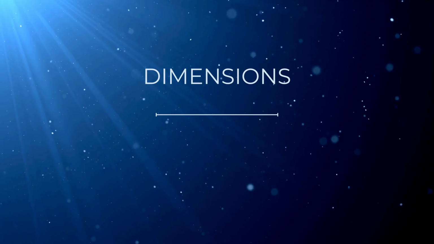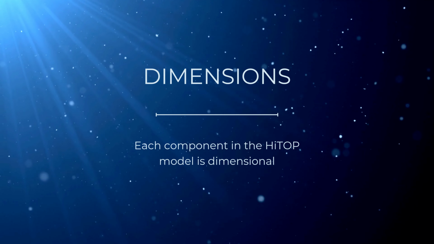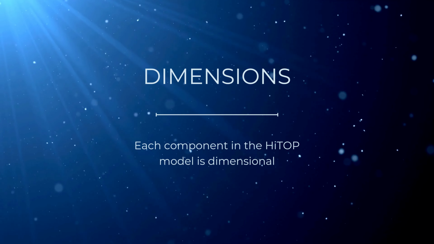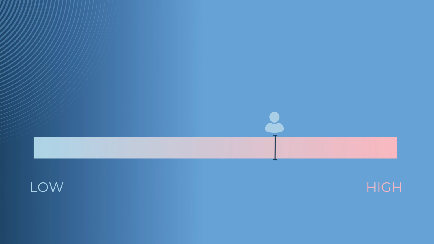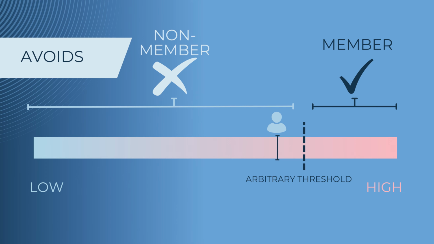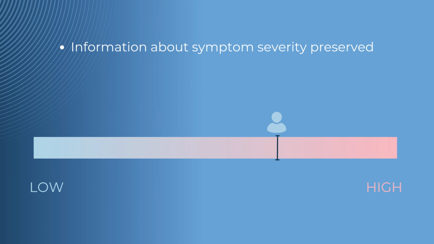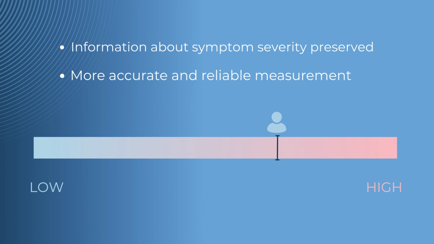Advantages of dimensions. Each component in the HiTOP model is dimensional, in line with current evidence. In research, this means we can calculate an individual's profile that places them somewhere along a continuum from low to high levels for each component. This avoids the need to divide the sample into groups based on arbitrary thresholds. Valuable information about symptom severity is preserved, enabling more accurate and reliable measurement of the domains of interest.